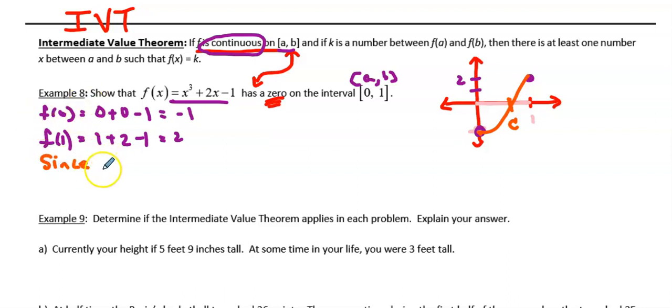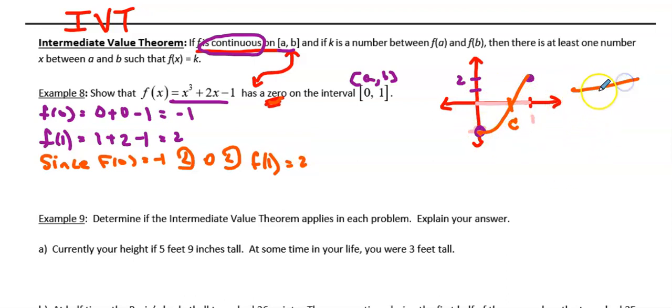So the first thing is that since f of 0 is equal to -1, and that's less than this value here, 0, which is less than f of 1, which is equal to 2. Okay, so all that just means is that I have a value here at -1, I have a value here at 2, and so this value has to be in between these two numbers, right?